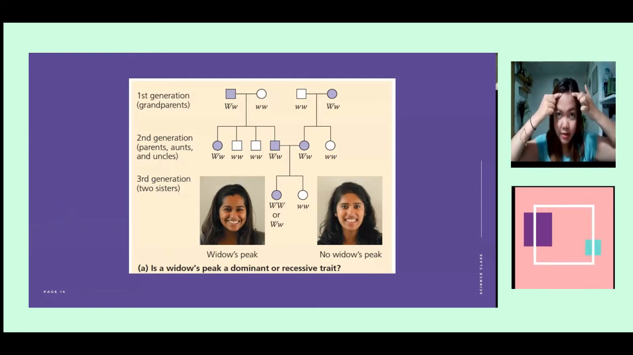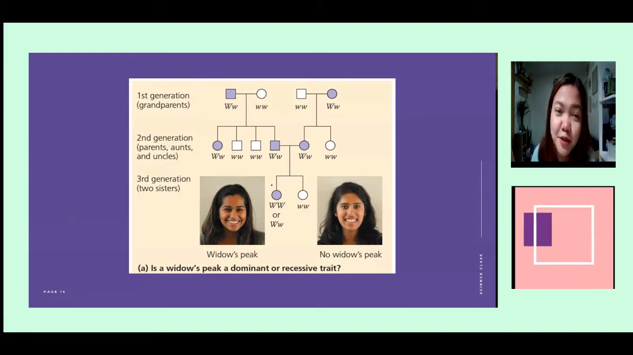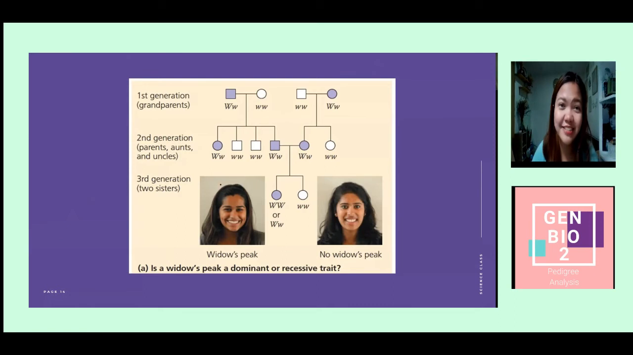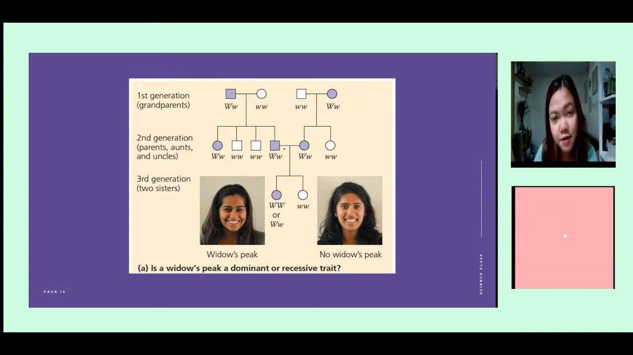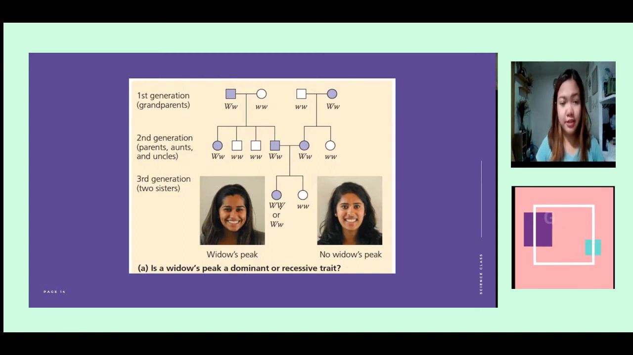So that's the widow's peak. Based on this pedigree, is this a recessive or dominant trait? The correct answer is, it is a dominant trait. Why? Because first of all, it doesn't skip generations. The parents in the first generation have the trait, we see it in the second generation, the offspring, and of course, since your parents have the trait, we also see it in the third generation. That's why it is a dominant trait.